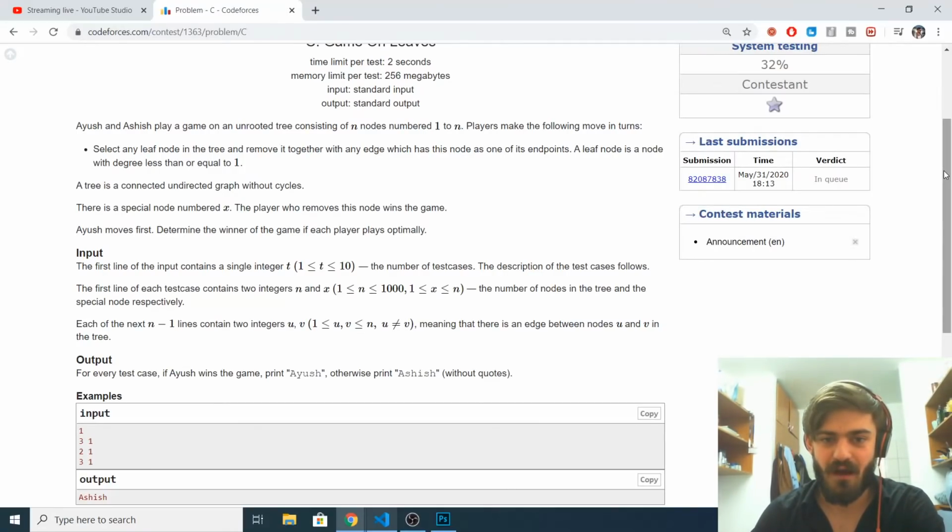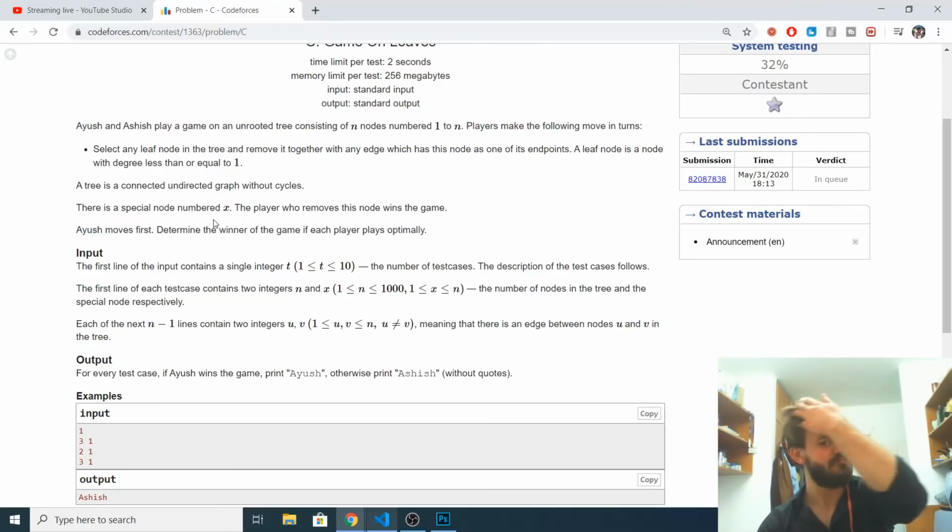So basically, when one of these two players is on the move, it can perform the following thing. It can select any leaf node and remove it together with the edges which are adjacent to that leaf, right? And we are given a special node which is X, and the player who removes the node X is going to win the game, right? So this is it. Cool, we know the problem.